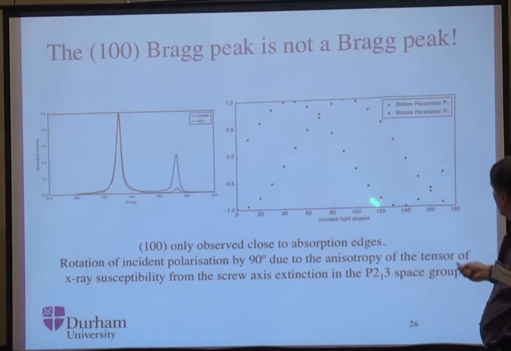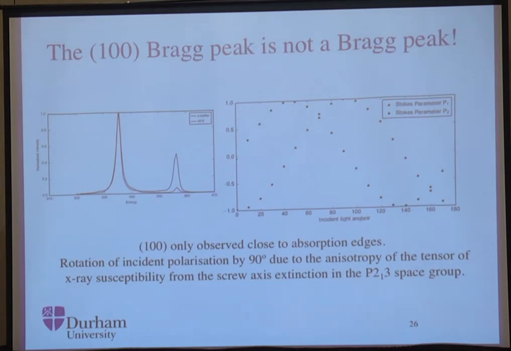There's another weird thing about the 100. Unlike any normal Bragg peak, it causes a polarization change. In fact, it rotates the polarization of the beam by 90 degrees. So if you come in with linearly polarized X-ray radiation, it will actually transform that. The scattered beam will be vertically polarized. And so here we show the Stokes parameters P1 and P2, showing this change of polarization by 90 degrees.